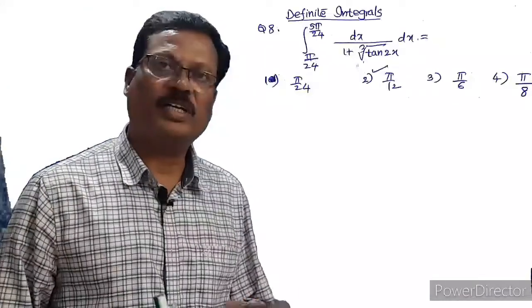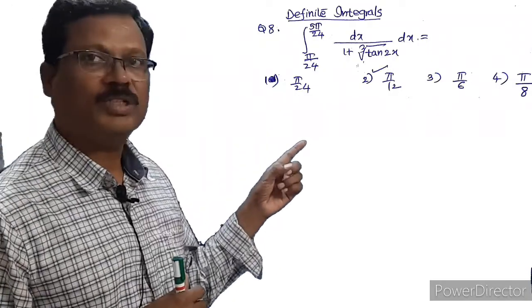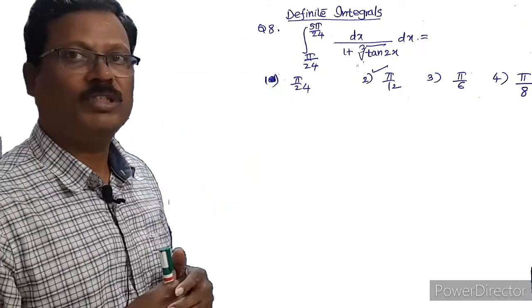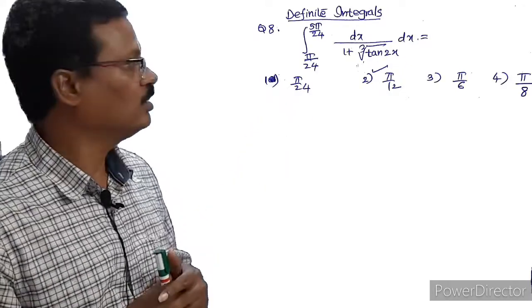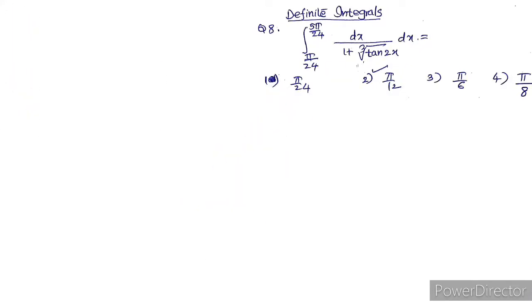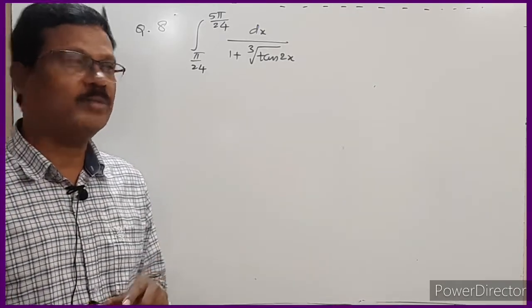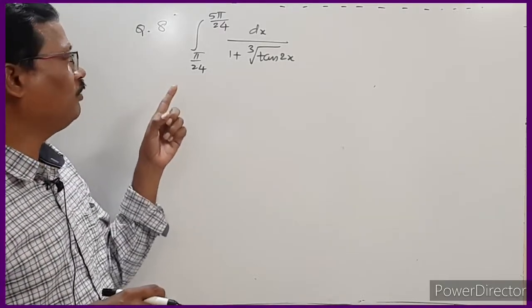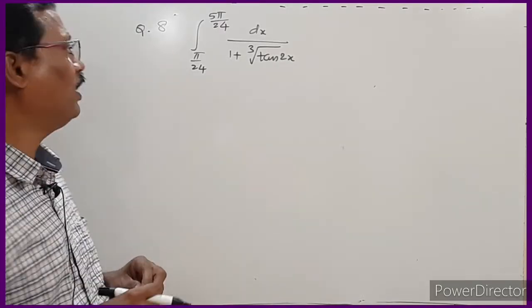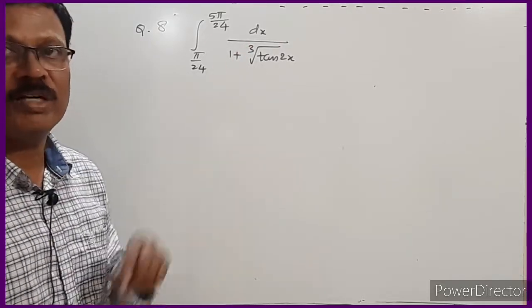Now next see the definite integral problem. Integral from pi by 24 to 5 pi by 24, 1 by 1 plus cube root of tan 2x. This is a very simple problem. This is question number 8. This is a definite integral problem. What they have given here in this integral: pi by 24 to 5 pi by 24 dx upon 1 plus cube root of tan 2x.